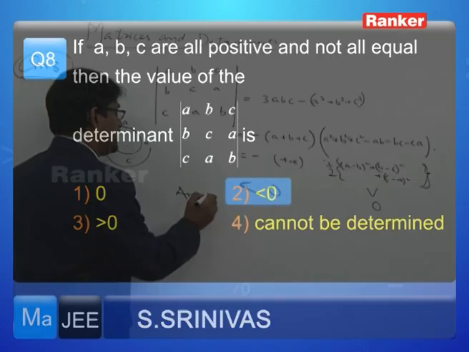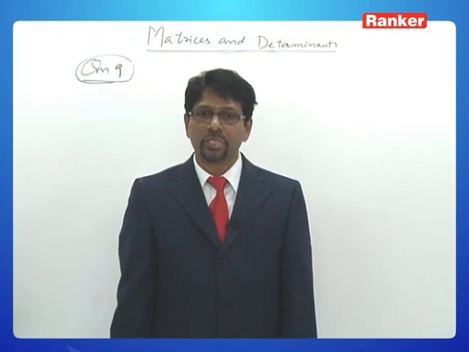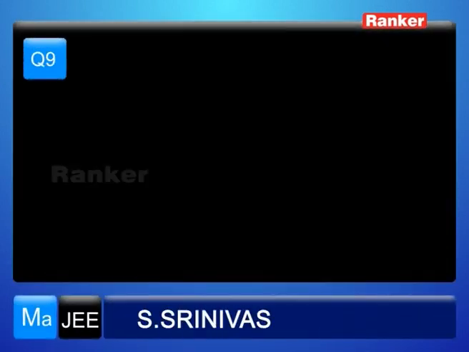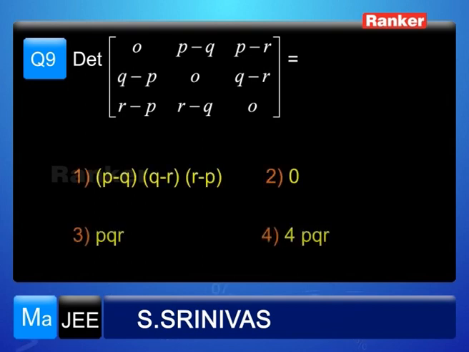So the answer is 2. Okay, so next question. Question number 9. Determinant of the matrix 0, P minus Q, P minus R in the first row, Q minus P, 0, Q minus R, and R minus P, R minus Q, 0 is: P minus Q into Q minus R into R minus P; second option 0; third option PQR; fourth option 4 into PQR.